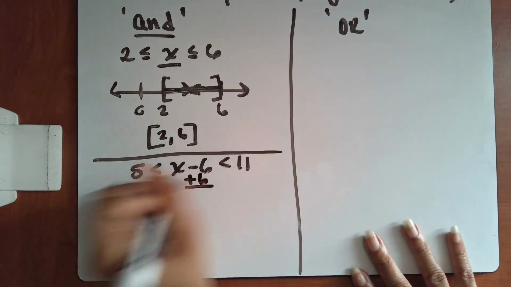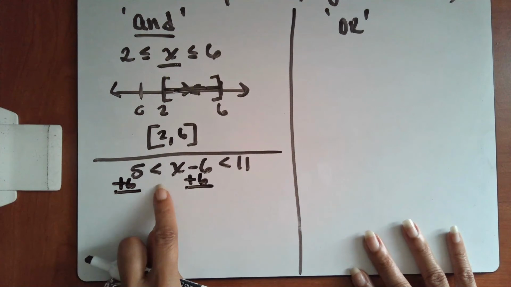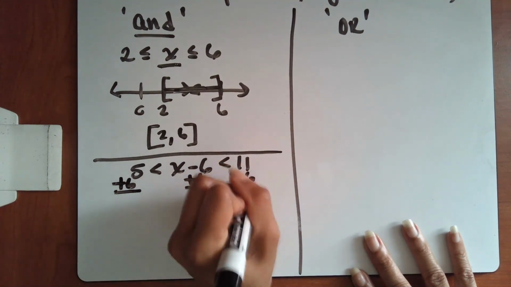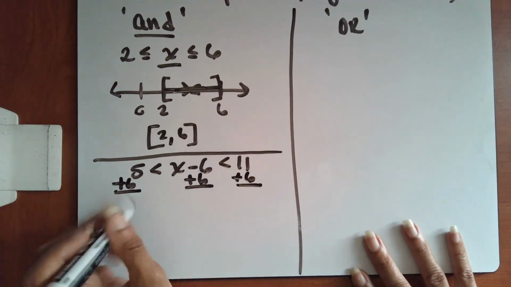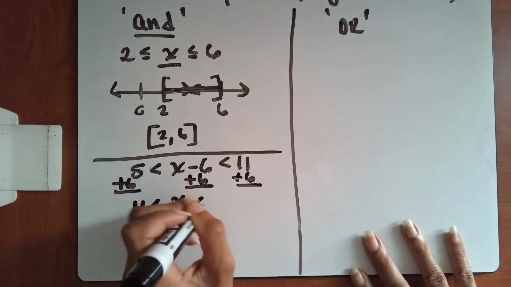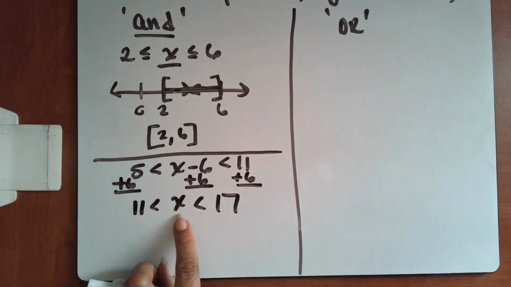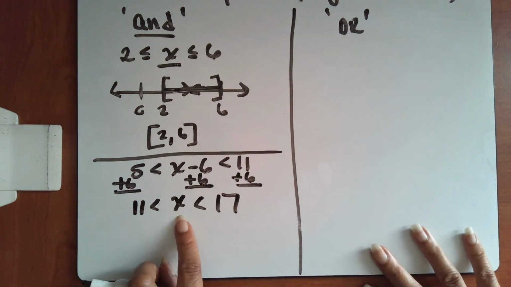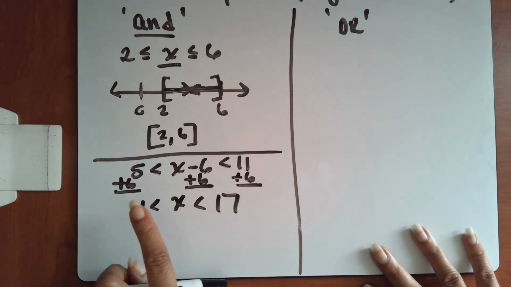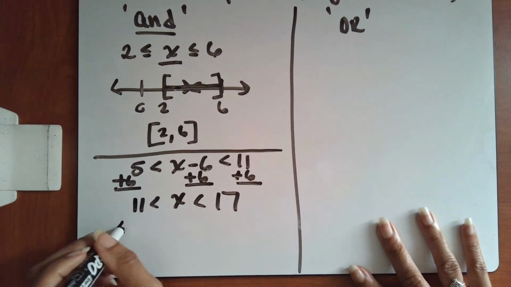So I add the 6 to itself. I cross the first inequality. I cross the second inequality. So we're looking at 11 less than x less than 17. My variable is isolated in the middle. It's solved. This problem is complete. Now I just have to what? Graph it.